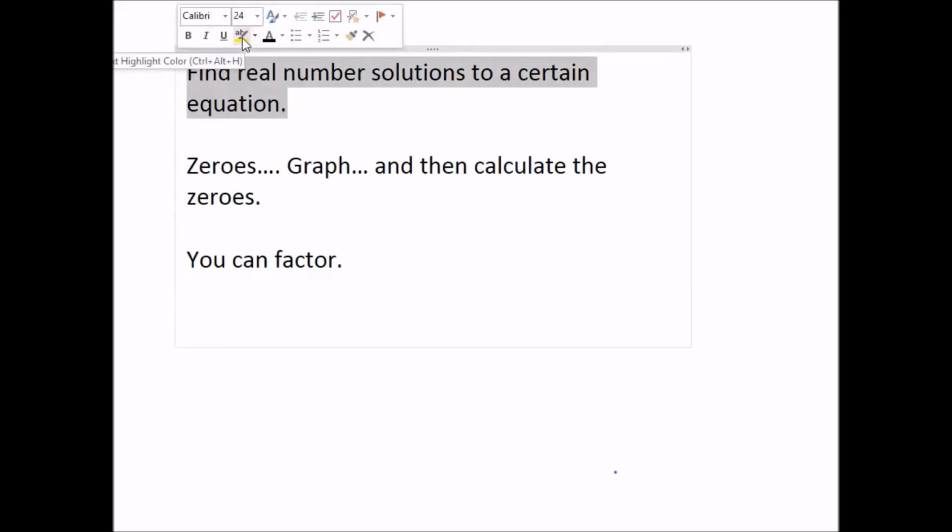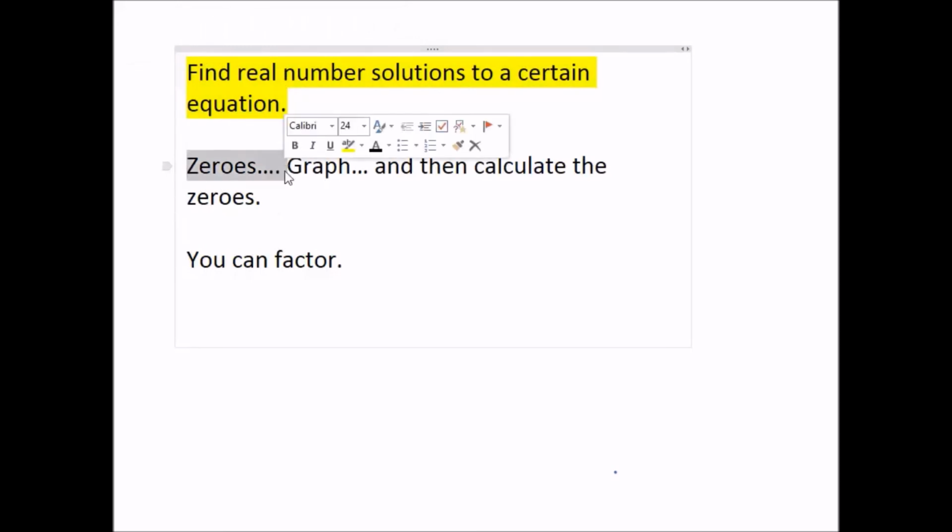It says find real number solutions to a certain equation. Maybe there are more than two zeros. Maybe if you have an x cubed term, like x to the 3rd power, then it's actually going to have 3 zeros. So you might need to find more than 2, but anytime it says that, you can always just graph and find the zeros.